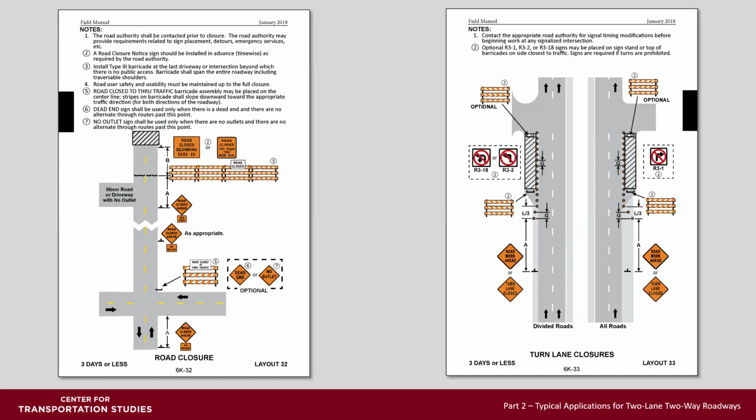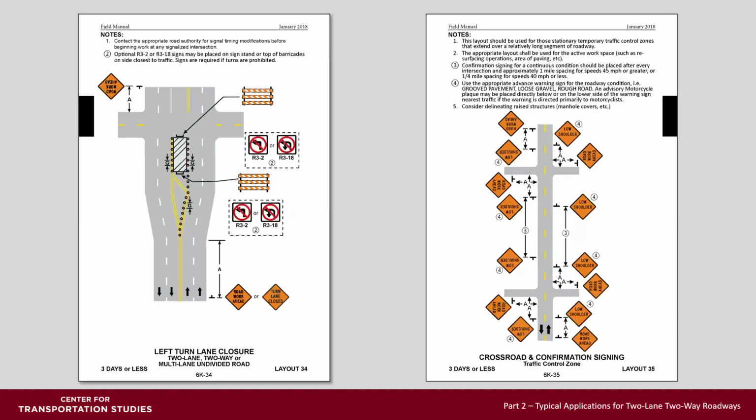For closing the left turn lanes and restricting the turns using regulatory signs, you may need authorization from the local road authority to do that. Layout 34 shows a 4-lane undivided roadway, but it's in the 2-lane, 2-way section. It can be used for either a 2-lane roadway or a 4-lane roadway. Again, there's turn restriction signing required here to keep people from turning.